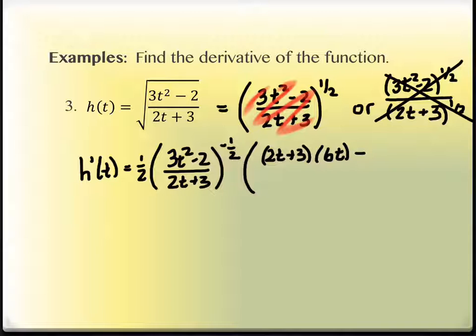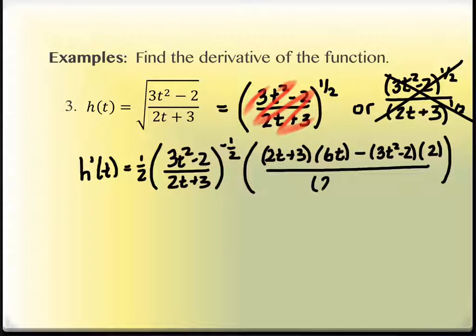And then we have minus. Then we're going to do it the other order, right? The numerator. What's the numerator? And then times the derivative of the denominator, which is just plain old 2. And all of this is over 2t plus 3 squared. And if you were doing the gateway, you would be done.